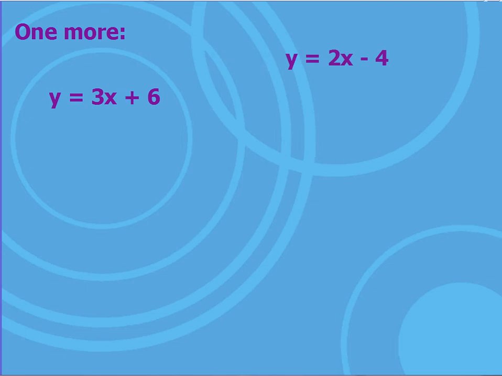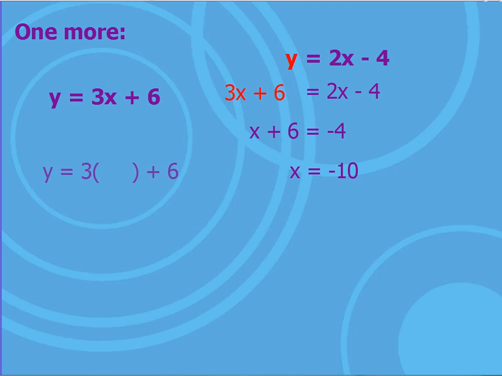If I replace y with 3x plus 6, I have an equation that I can solve for x. Subtracting 2x from both sides leaves me with 1x on the left. Subtracting 6 from both sides leaves me with negative 10 on the right. X equals negative 10, and we're halfway done. Substituting negative 10 in for x into one or the other of our two equations will give us our y value.